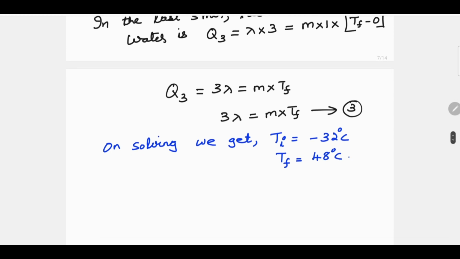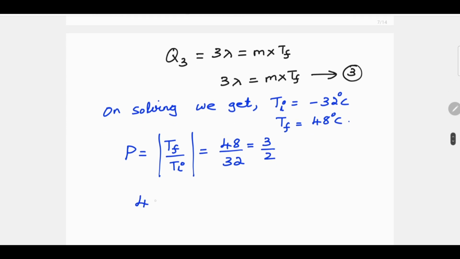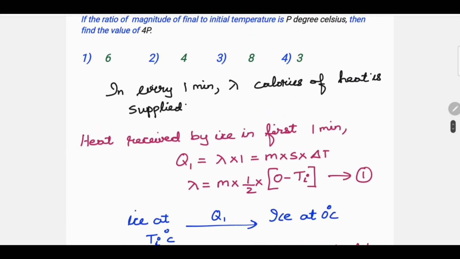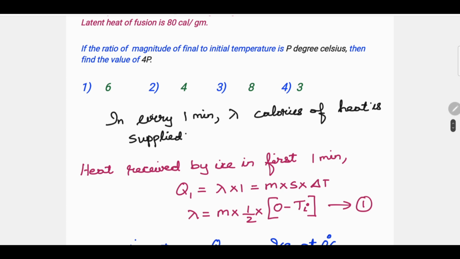And in the question that ratio is given. It is given as P. So P is equal to Tf by Ti. So you have to take the modulus because we are considering a ratio. So 48 by 32, which is equal to 3 by 2. Now they are asking for 4 times P. So 4 into P equals 4 into 3 by 2, which is equal to 6. So 6 is our required answer. So which choice we have to select? First choice we have to select. It is the correct answer.